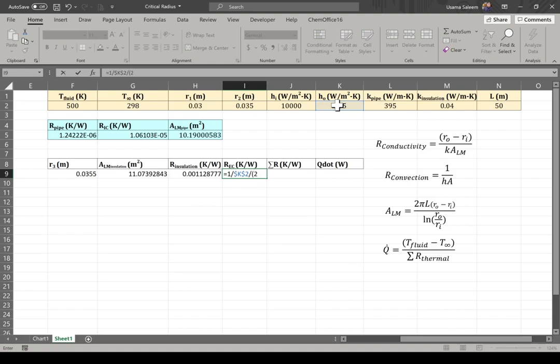And the outermost surface area, that's just going to be 2 pi times the outermost radius times the axial length. Again, we're not varying the axial length, so that's going to be an absolute reference once again. Good. All right. And this right here is going to be a sum.